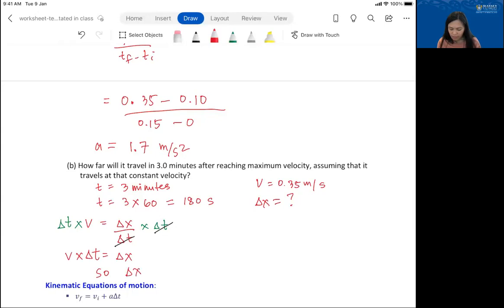So delta x is equal to 0.35 meters per second times 180 seconds. Okay. Be careful with units. Your units should always be consistent. So it's good practice to convert to base units if you're given other units like minutes or hours. So that will give you a distance traveled of 63 meters.